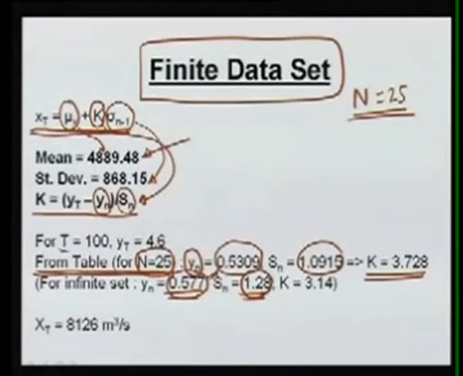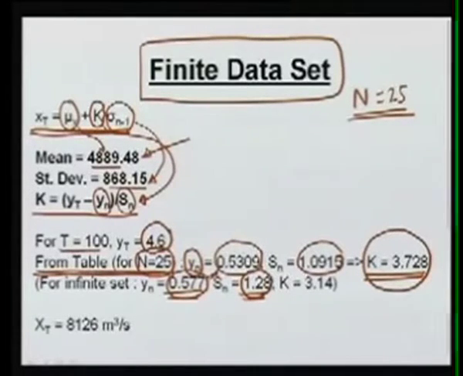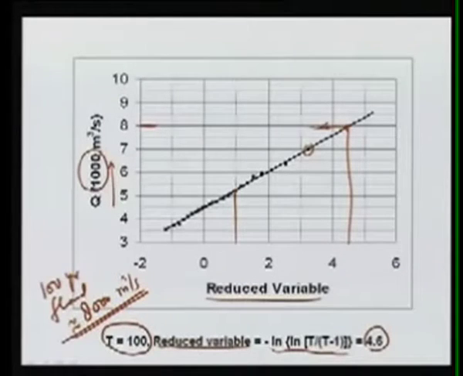Let's say we want 100-year flood. Reduced variable we have already seen will be equal to 4.6. So 4.6 minus 0.5309 divided by 1.0915 will give us a value of k equal to 3.728. And then using this equation where mu is known, sigma n minus 1 is known, k is also obtained from here, we can get the 100-year flood as 8126 meter cube per second, which is very close to what we had obtained graphically at about 8000 meter cube per second.